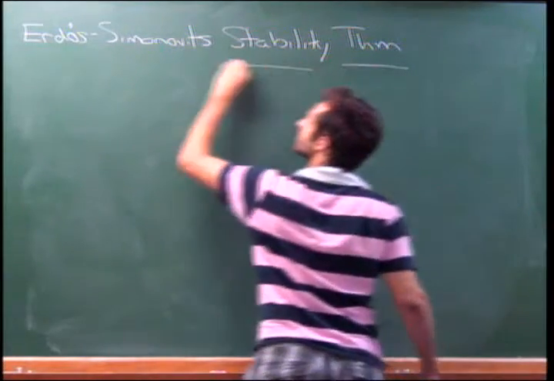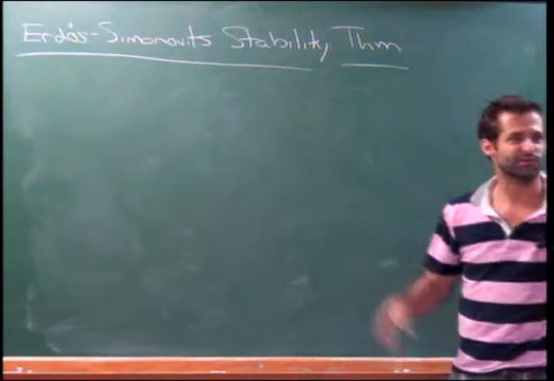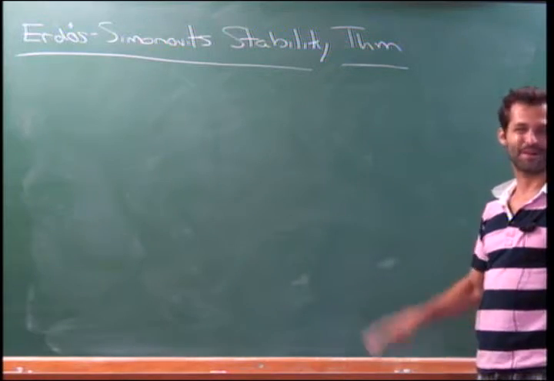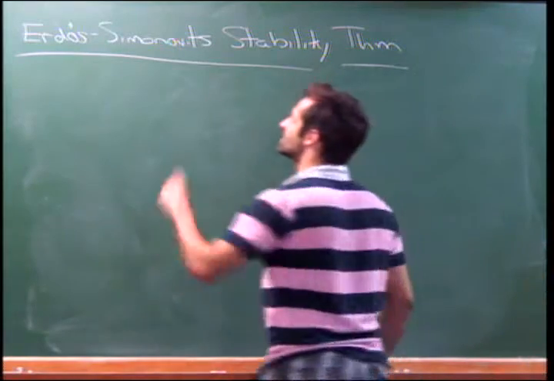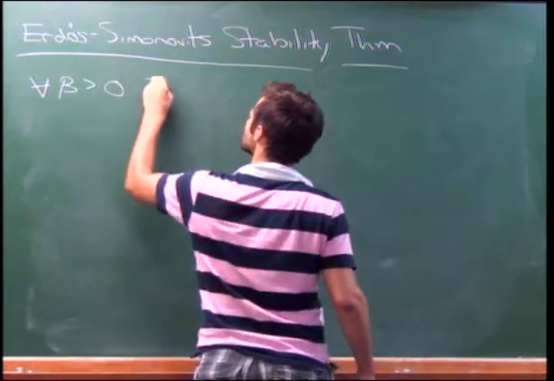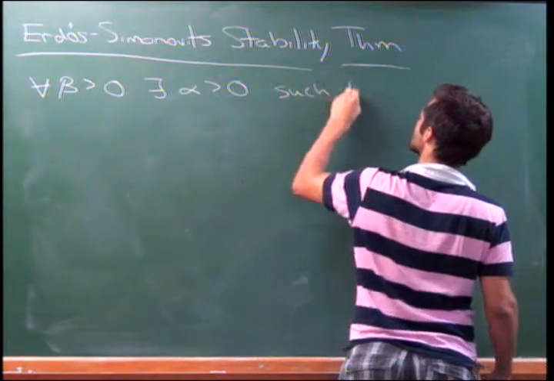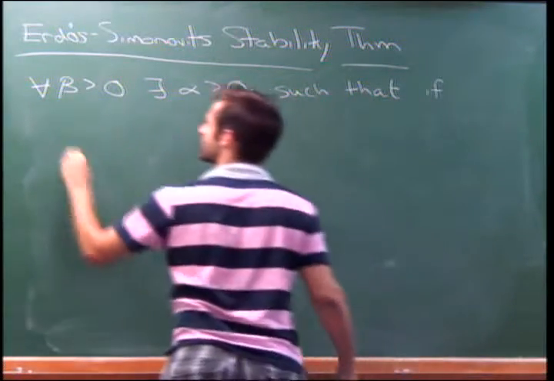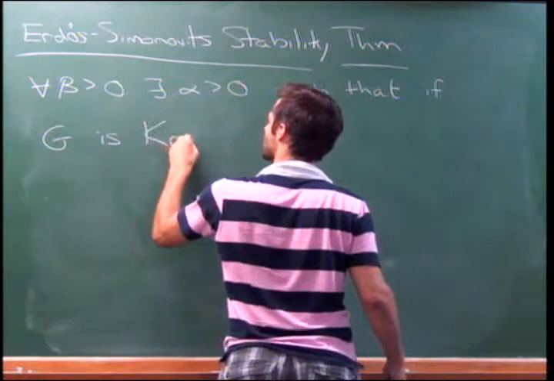So I think Gonzalo taught you the Erdős-Simonovits stability theorem. Maybe. Possibly? Okay. Well, we'll see. Let me at least do it for triangles, let's say. So for every beta, there exists an alpha such that if G is, well, say K_{r+1}-free.